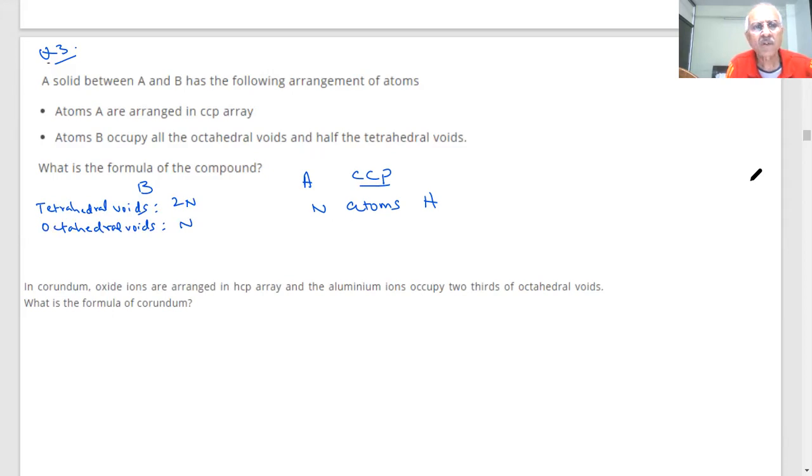He says atoms B occupy all the octahedral voids, all n, and half of the tetrahedral. What is half of this? 2n by 2, half, that is n. So what is the total voids occupied by B? n plus n, 2n. B is 2n and A is n.